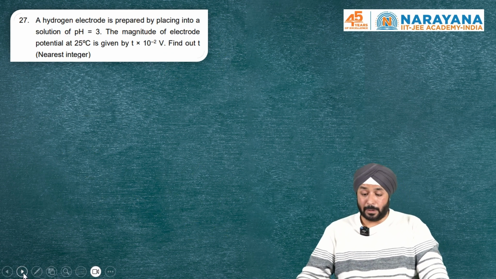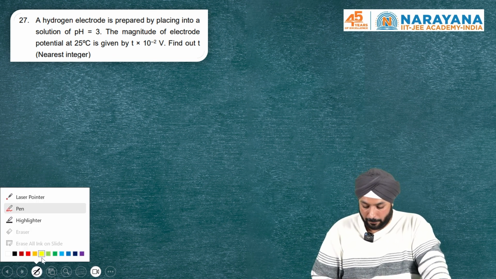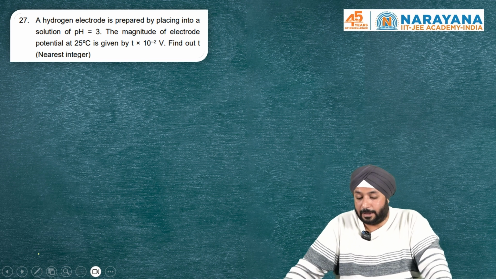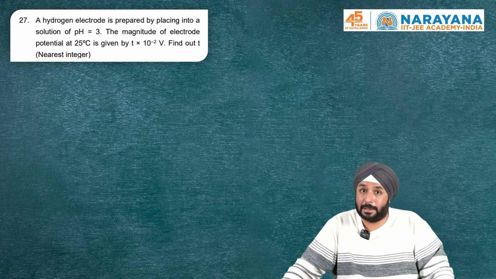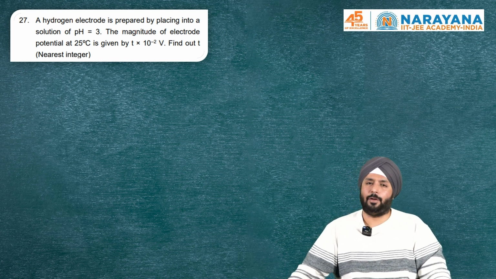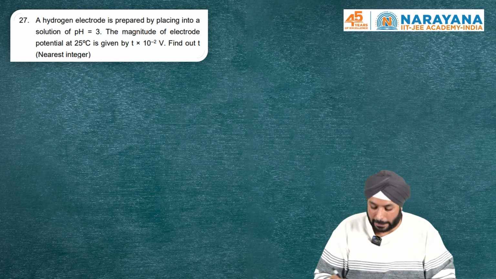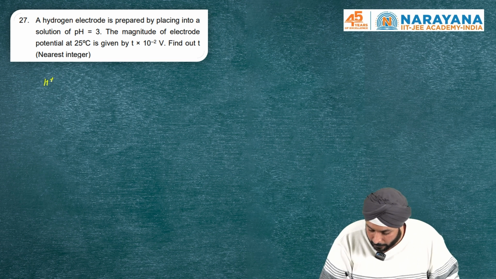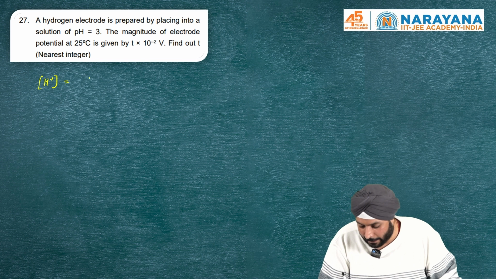Okay, question number 27. Now you have a hydrogen electrode, electrochemistry based question. Now the direct application of Nernst equation in this particular question, right? Now they have given you, they are preparing a hydrogen electrode at pH 3. So the H plus concentration in which you are dipping the hydrogen electrode is 10 to the power minus 3 molar.